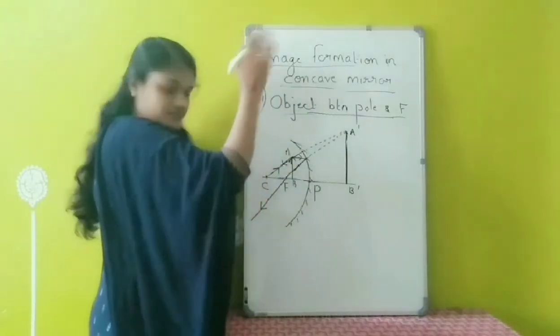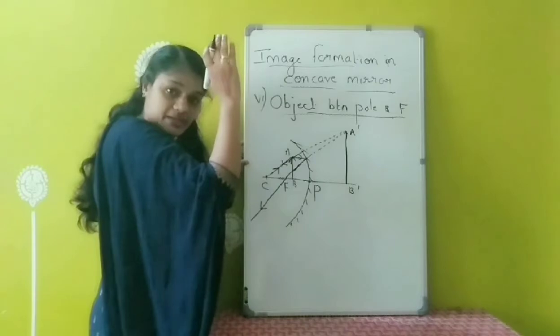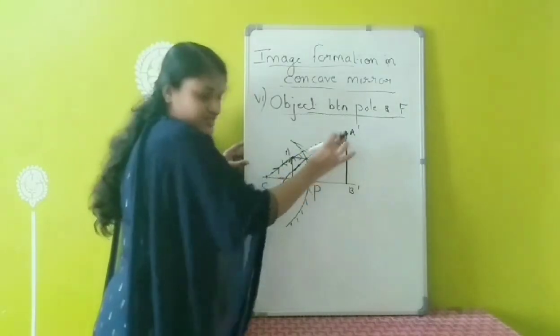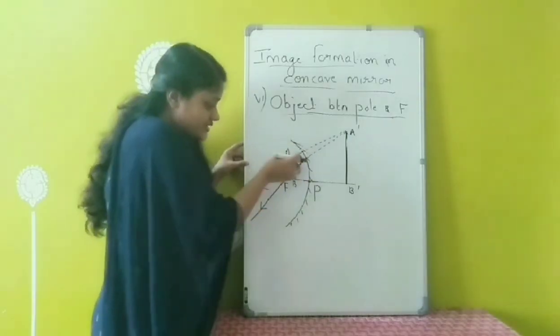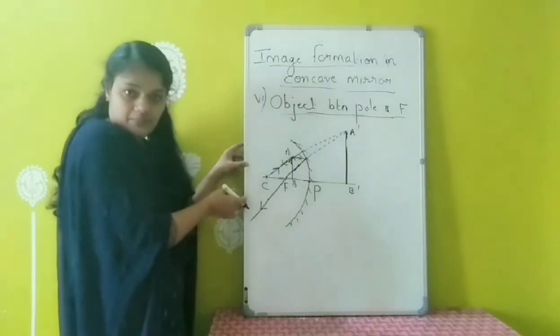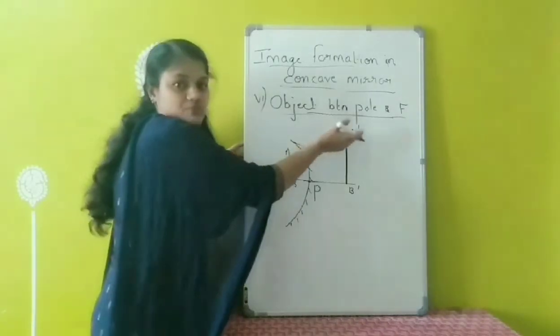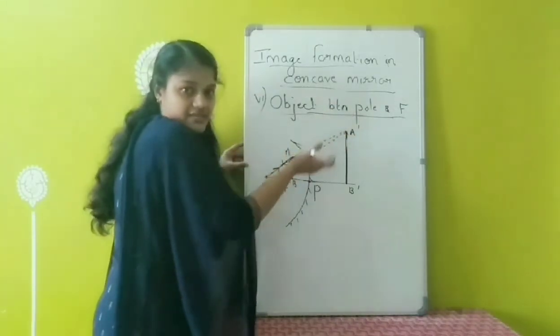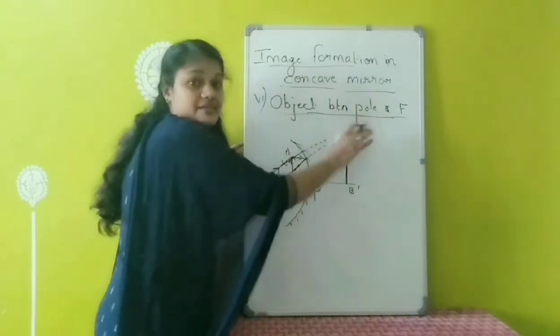In all the above 5 cases we are getting the image below the principal axis, so that may be inverted image. But only this one is the erect image as well as it may be virtual also, because the light rays are not actually meeting here. Here the reflected light rays are not actually meeting, but they appear to meet somewhere on the back side. Light rays are appearing to meet at some other point behind the mirror. So it is a virtual and erect image.